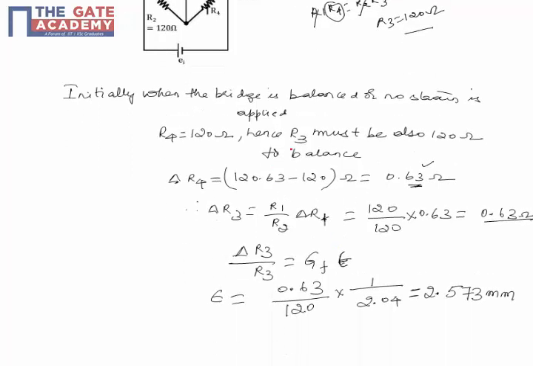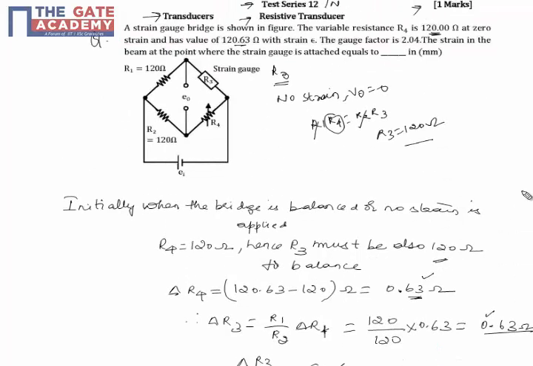Here we are asked to find the strain which is applied. So strain is equal to delta R3 by R3 into 1 by gauge factor. So we have calculated delta R3 as 0.63 ohms here, and R3 is 120 ohms, into 1 by gauge factor, which is given in the question as 2.04. So when we simplify, we get the strain as 2.573. So here the strain applied is 2.57.